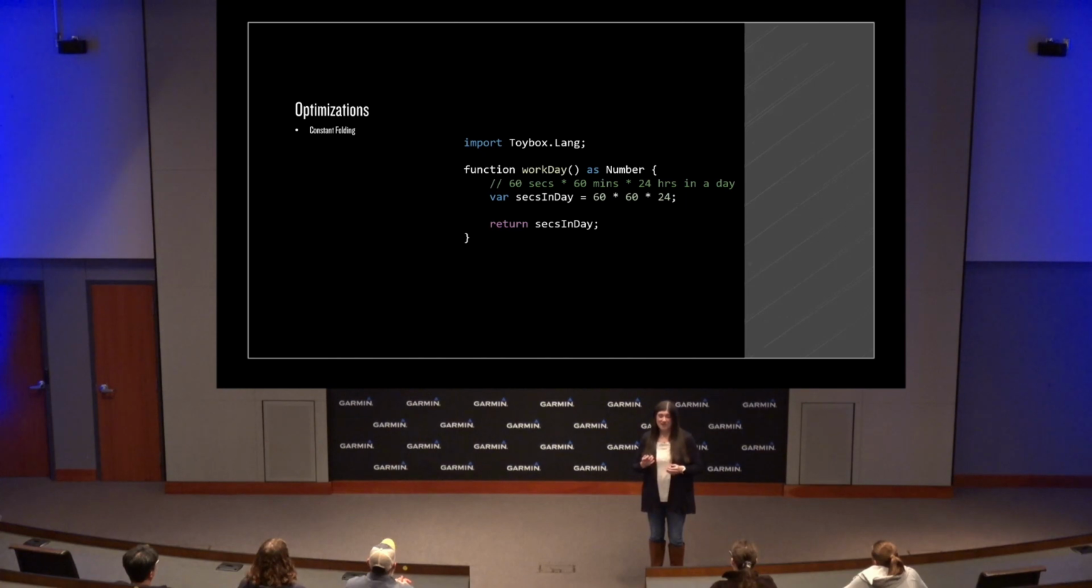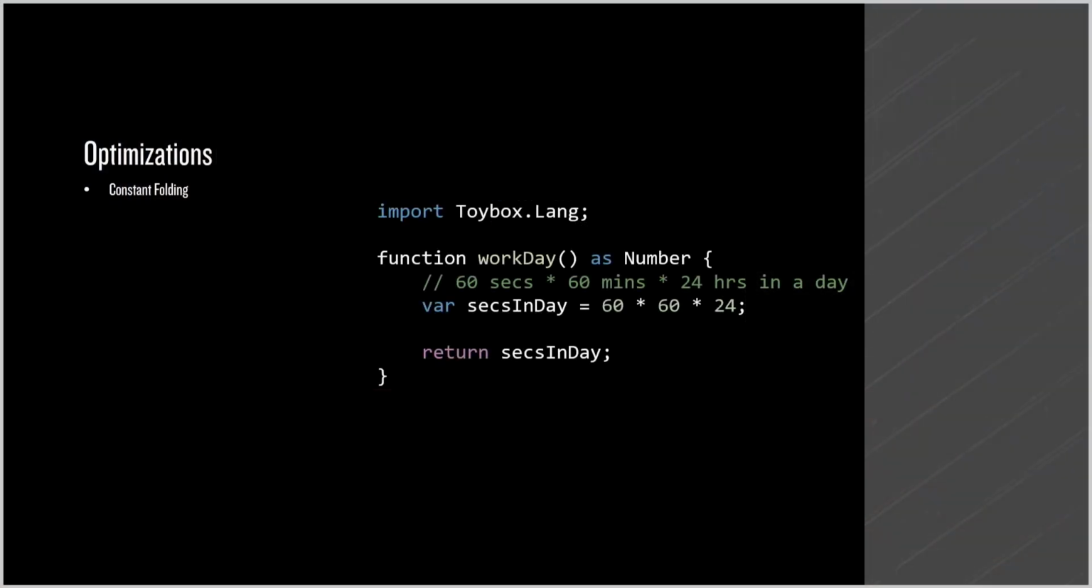An optimization pass has been introduced to the Monkey C compiler. Currently, this pass will perform several different optimizations, the first being constant folding. This is a technique where the compiler will try to recognize expressions with constants, evaluate them, and replace the expression with the evaluated value. Take this simple example, where the code calculates the number of seconds in a day.